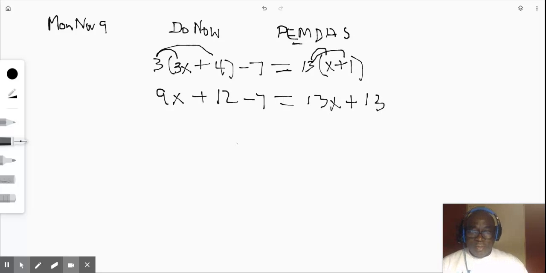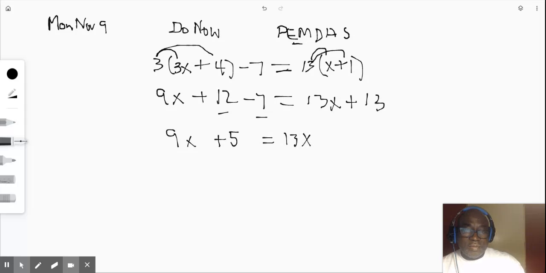So your next step would be simplifying both sides of the equation, meaning putting all the like terms together. So on this side we have this positive 12 and negative 7. When we put that together, we have positive 5 because 12 minus 7 is 5. So we have here 9x plus 5 is going to be equal to 13x plus 13.